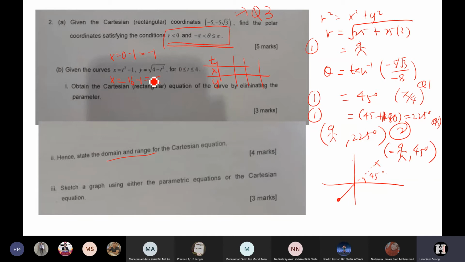he based it on this answer, sebab dia memang membenarkan guna kedua-dua cara. So anything also can.